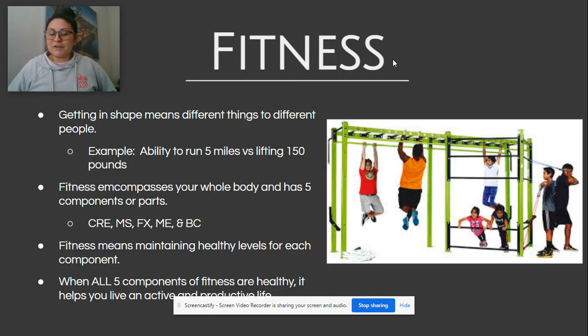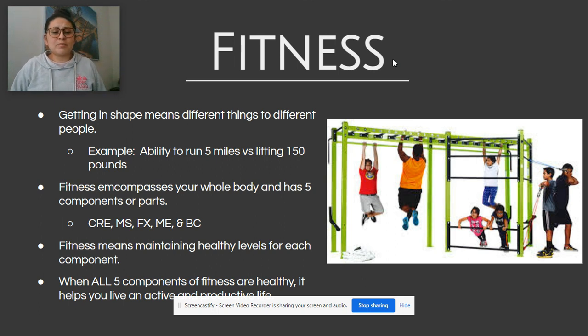Okay, so fitness is different for everybody, guys. Fitness is not the same for everybody. Everybody has a different type of fit, because we like different types of fitness activities. So getting in shape means different things to different people. For example, if you have the ability to run 5 miles, you may not have the ability to lift 150 pounds. You may or you may not, but being able to run 5 miles is a different type of fit versus lifting 150 pounds. Okay. So again, it's different for everybody. It all depends on what types of exercise you like and what types of activities you want to participate in.